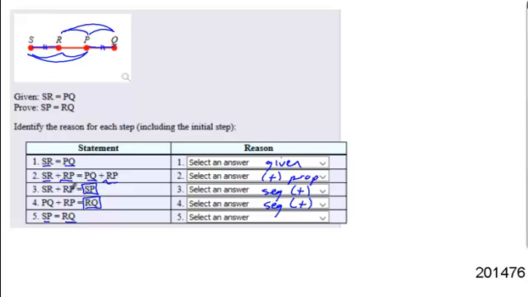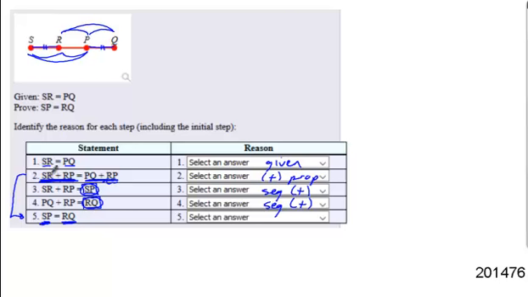Are they set equal to the exact same thing? No, they're set equal to equivalent things based on statement 2, but they're not exactly the same. So this is not an example of transitive property. So let's see, could this be an example of substitution? Well, if I took my equation from step 2, SR plus RP can be replaced with SP, so there's that part. And PQ plus RP can be replaced by its equivalent RQ, there's that part.